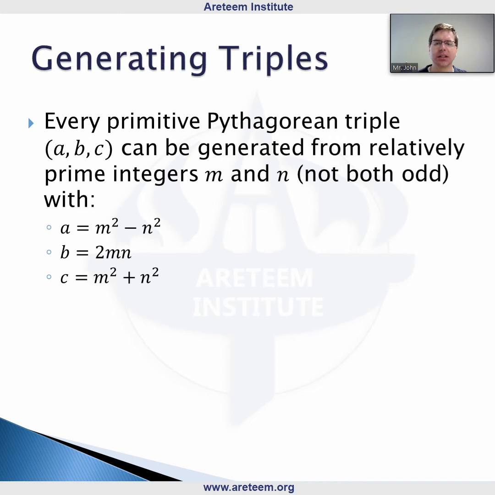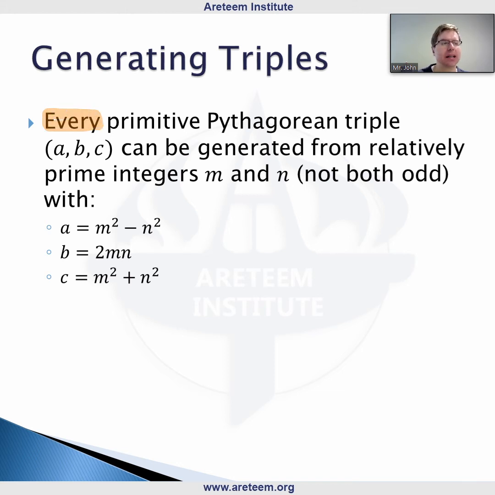The restrictions are given by, if we have these m and n, a is m squared minus n squared, b is 2mn, and c is m squared plus n squared. So this gives us a way to generate primitive Pythagorean triples. And this is something a little bit interesting. The key word on this slide is that every one can be generated this way.